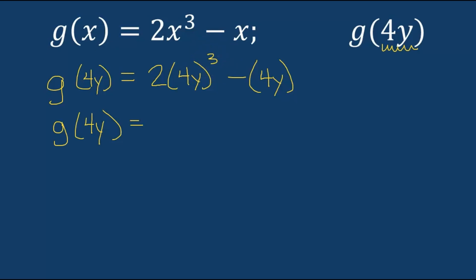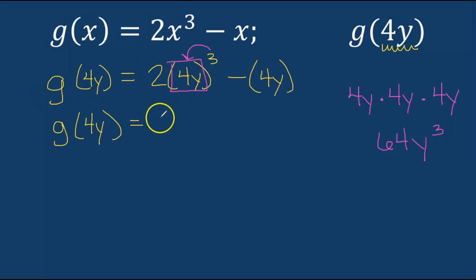Remember that an exponent means I have 3 copies of everything that's inside the parentheses. So my side work could be 4y times 4y times 4y. 4 times 4 times 4 is 64. And y times y times y is y cubed. So right inside of that parentheses, I am going to put 64 y cubed.